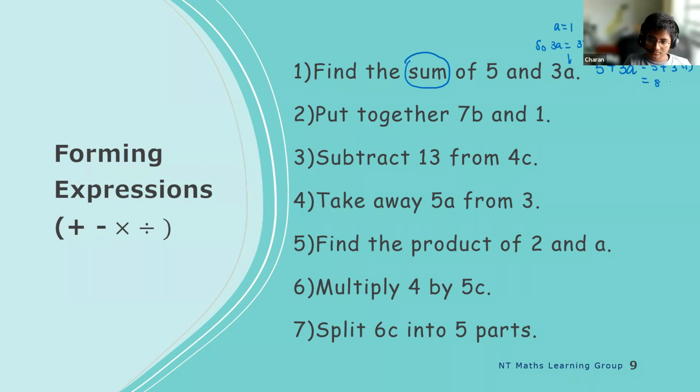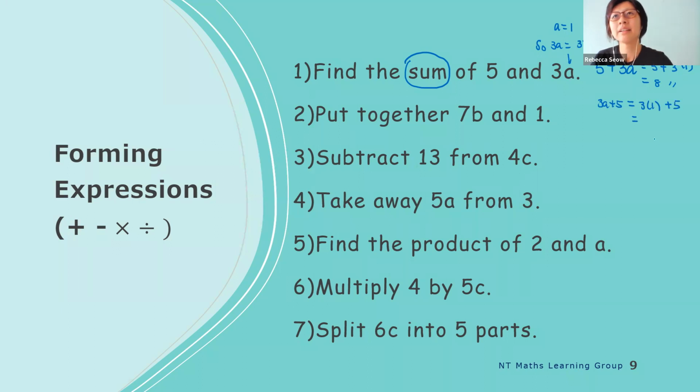Now, if we were to switch it around, let's have 3a plus 5. If we substitute in, we get 3 plus 5, which is 8. So you realize it gives us the same answer. So can we turn the expression around? We can. So we could write it the other way. Just take note of that. Answer-wise, 5 plus 3a or 3a plus 5.